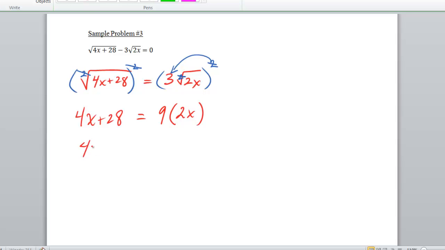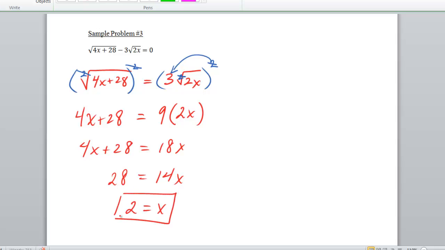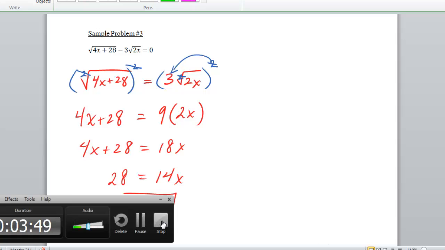So then we would just simply work out this problem, and I'm going to subtract 4x from both sides, and that's going to leave me x is equal to 2. Okay, and that's pretty much a couple different variations that you can see on radical equations. So that's a good start. Be sure to get some practice on those types of equations.